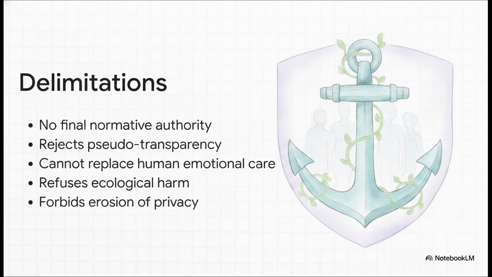Orchestralis refuses to act as a substitute for human emotional care. It flat out rejects pseudo-transparency. When systems just dump a bunch of data on you but hide how they actually work? It won't do that. It refuses to automate decisions that would deprive humans of their agency, it won't cause ecological harm, and it forbids the erosion of privacy. It's a system built to explicitly know and respect its own limits.